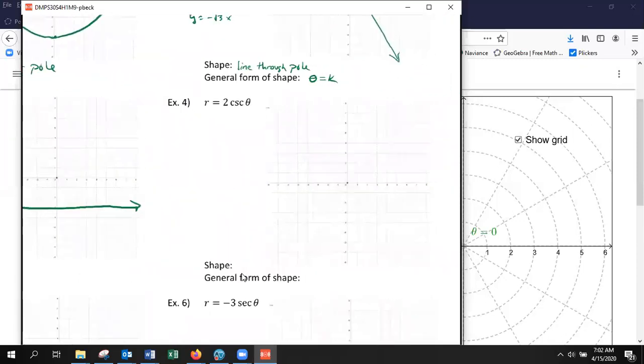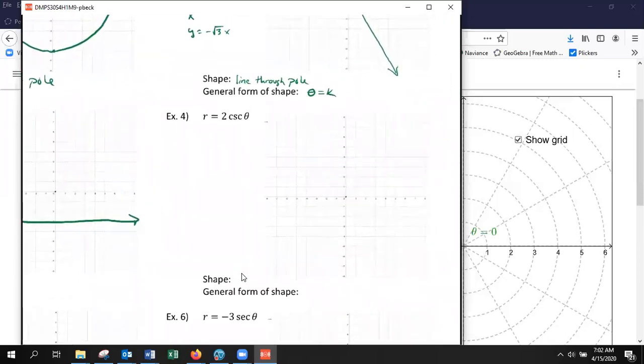If we go over here, you'll notice we have r equals 2 cosecant theta. Not quite what I'm comfortable with, just because this isn't r sine theta or r cosine theta. But if you remember, we could multiply both sides by sine theta. By multiplying both sides by sine theta, we get r sine theta equals 2. And remember, cosecant times sine is 1. So we just get the line y equals 2.